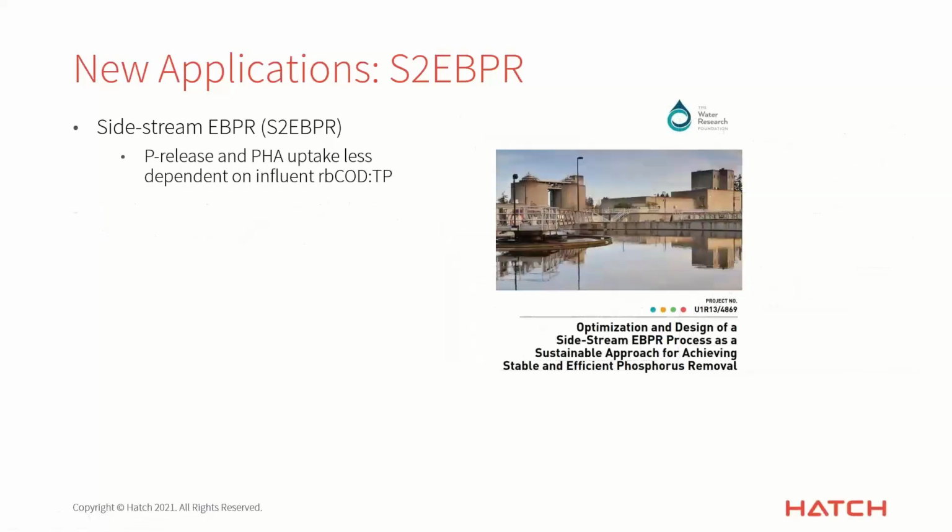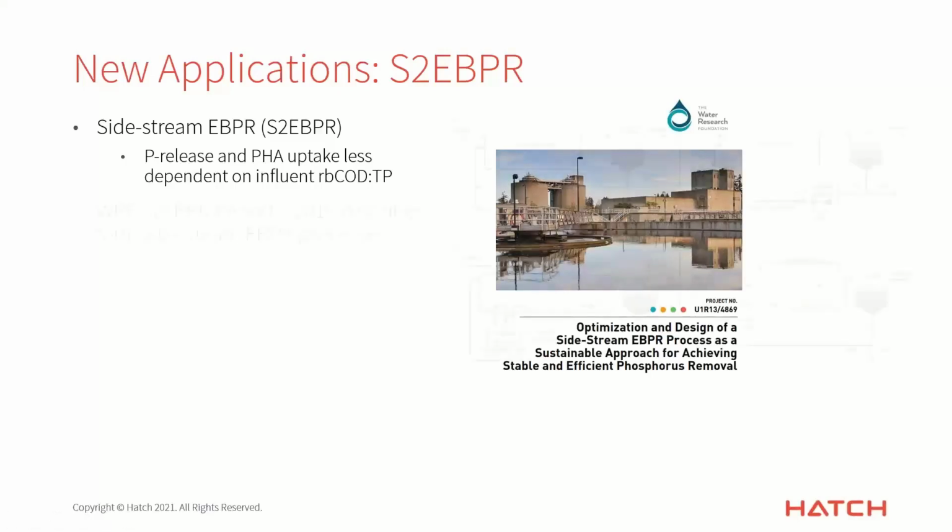Basically, just to expand on that, there's a lot of phosphorus release and PHA uptake in the anaerobic zone, and that's less dependent on the influent readily biodegradable COD to total phosphorus ratio. When you use an S2 EBPR configuration, because there's now fermentation happening in the side stream reactor, that's supplementing the biodegradable COD. So this image that you see on the slide here is just a screen grab of the front page of the WRF side stream EBPR report that came out in 2019.